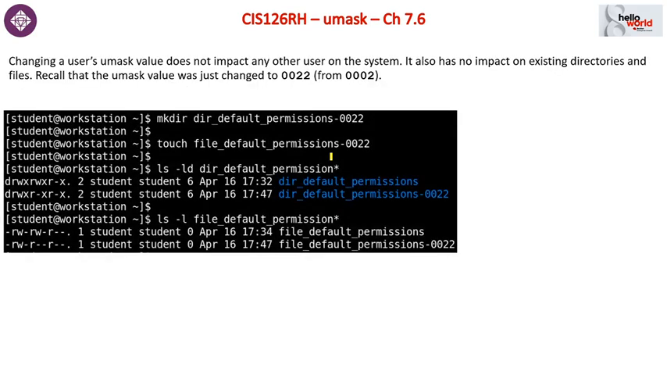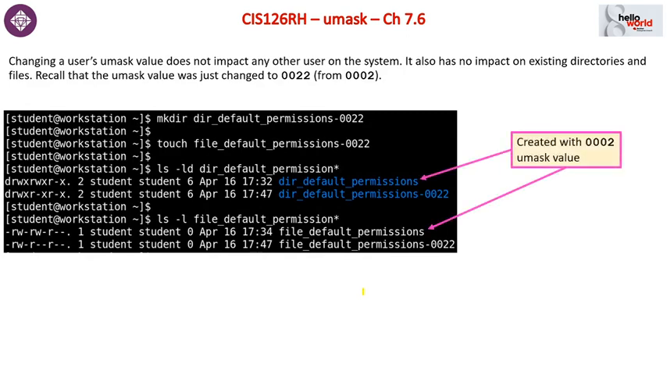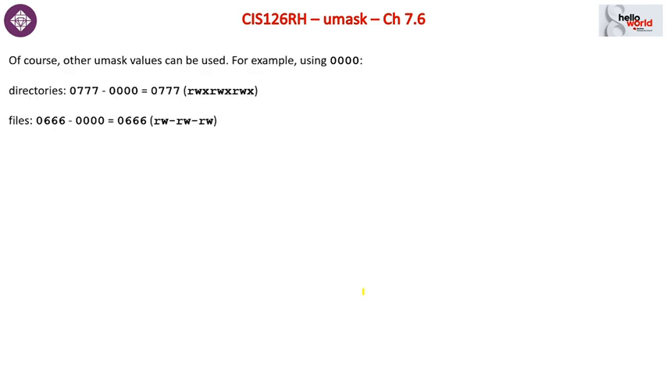This shows the impact of what I just did. Those two were created with 0002 values. These were created with 0022 values. We can do all kinds of umask values. We can change it to whatever we want. Remember, it is very important to remember that a umask value applies to files and directories equally. There's not a separate one.